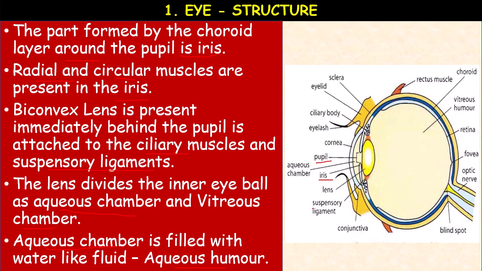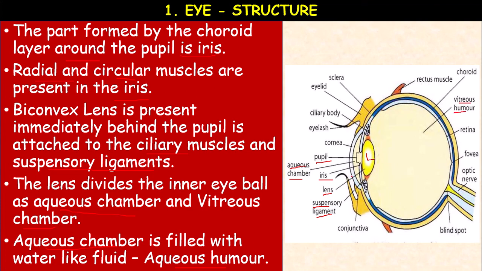Then next, the ciliary muscles and suspensory ligament hold the lens in position. The lens is present immediately behind the pupil. So this is the lens. It is biconvex in shape. The lens divides the eye into two chambers. What are they? The aqueous chamber, the front portion of the lens, and the back portion of the lens, forming the vitreous chamber.